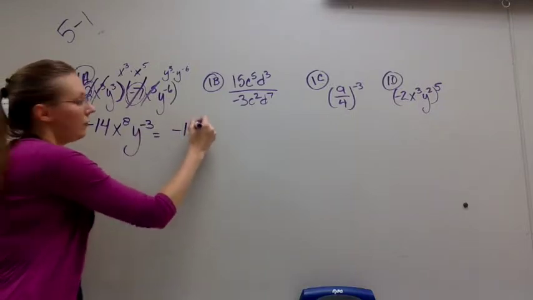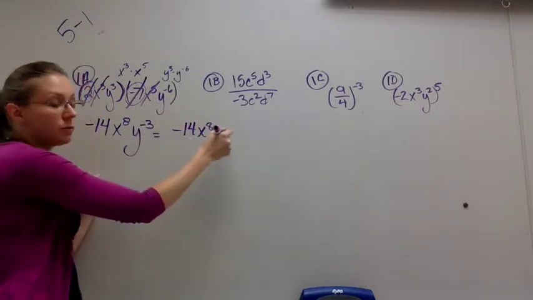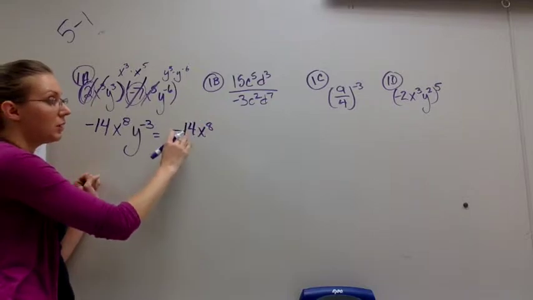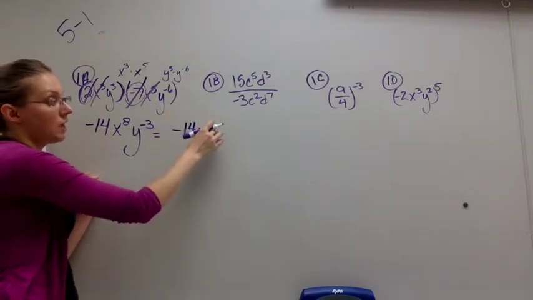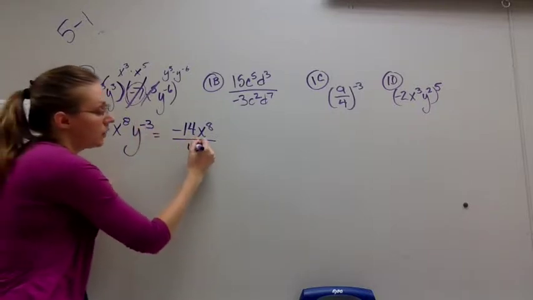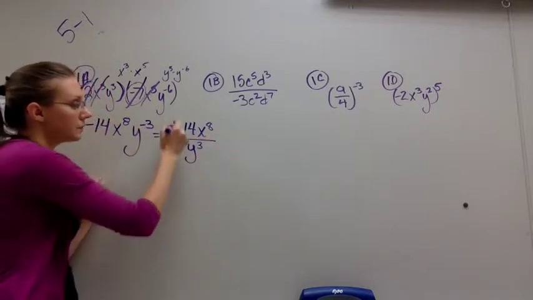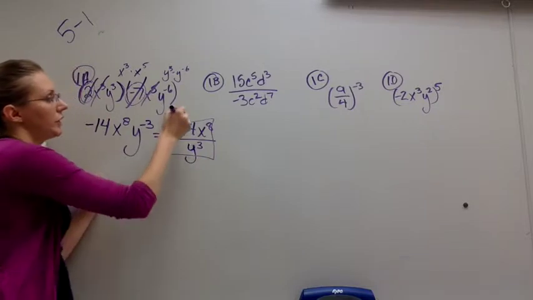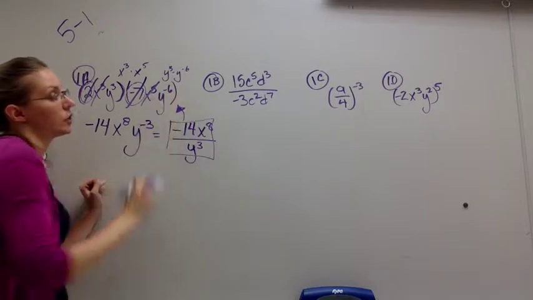So we're going to have negative 14x to the 8, all in the numerator. Those aren't moving, okay? This number can be negative or positive. It doesn't matter. It's all about the exponent. And then this, because it has a negative exponent, is going to be moved into the denominator. This is our solution, or our simplified version of this problem.